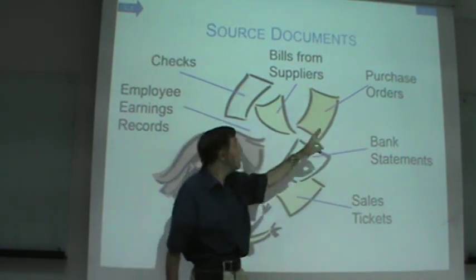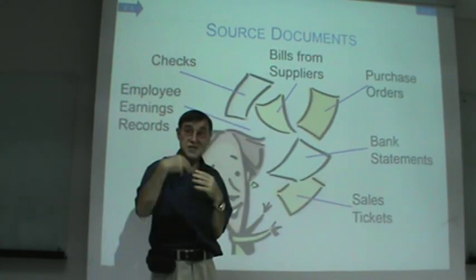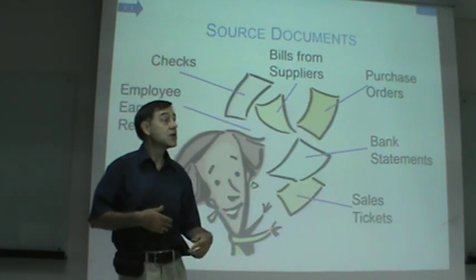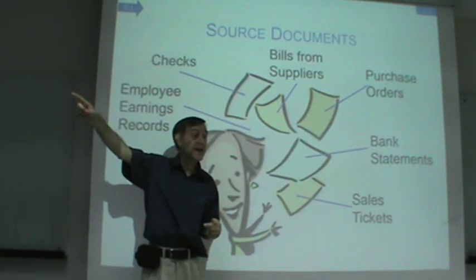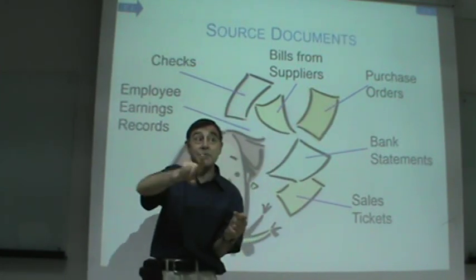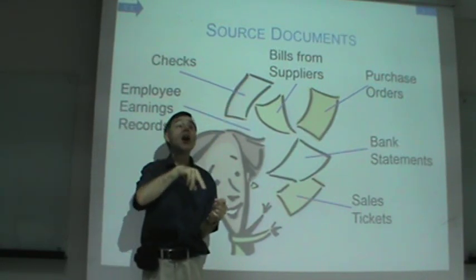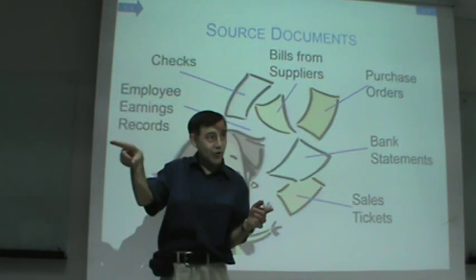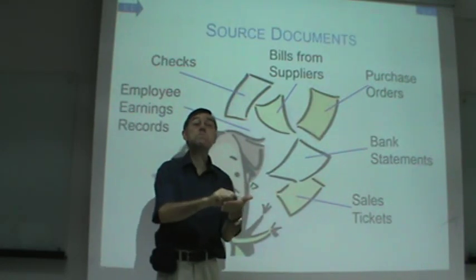Purchase orders could be both ways. You could have a purchase order from your customers asking you to purchase shirts or pants or belts or shoes, okay? Or you send a purchase order to buy something from your supplier. What will happen is when you send them a purchase order, they will later send you a bill. When they ship you the goods, usually with the goods, they will send you a bill.